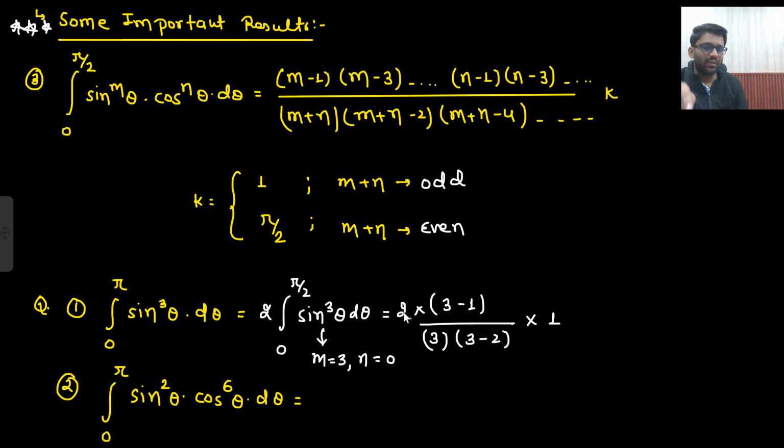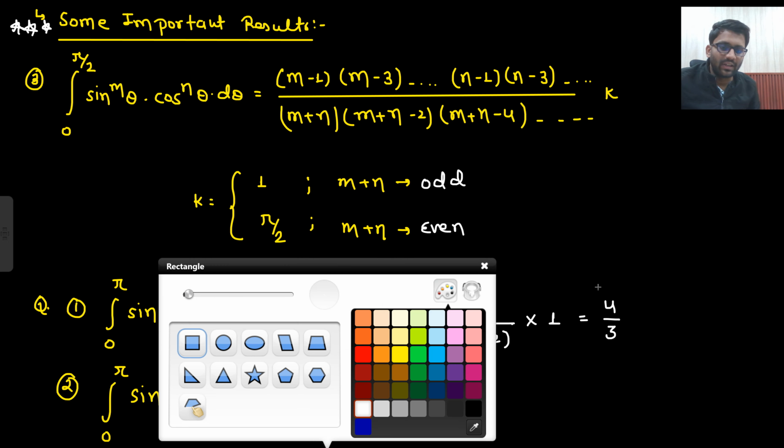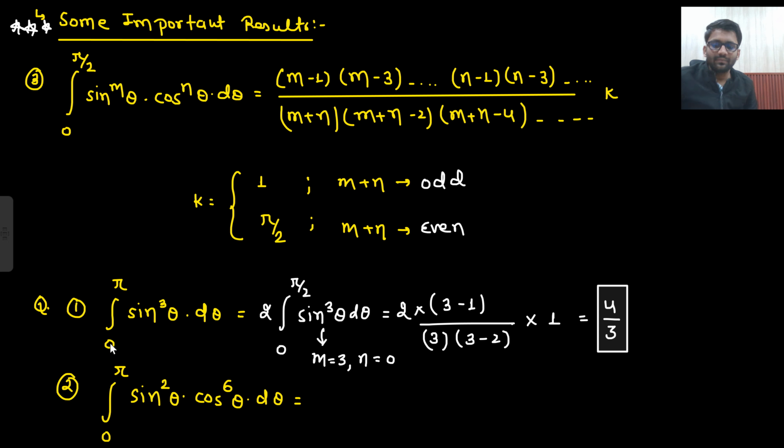So 2 was already there. Now what about this 3? 3 minus 1, then 3 minus 3 I am not going to write. Then m plus n is 3 only. So 3 into 3 minus 2 is equal to 1. So what am I getting? 4 by 3. This answer should be in your mind directly: the integral from 0 to pi of sine cube theta d theta is 4 by 3. This will be used somewhere, and in your examination as well it can be used. So directly it should be in your mind that the integral from 0 to pi of sine cube theta is equal to 4 by 3. And if it is not there in your mind, then you can apply this formula.